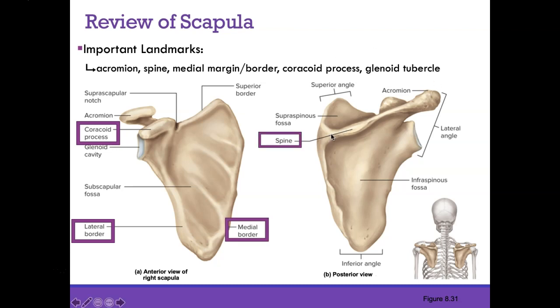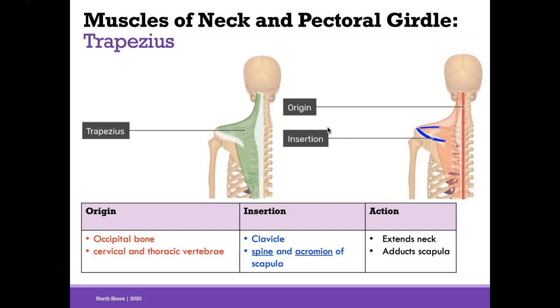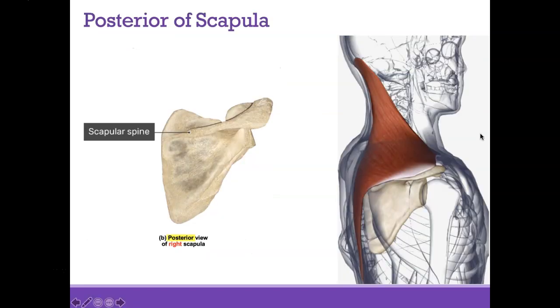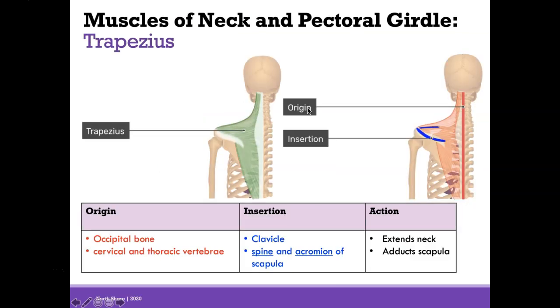And then we have what's called the spine. The spine, that's in the posterior part of the scapula. And then again, here's that scapular spine that I'll talk about in just a bit. So now let's talk about the next muscle, the trapezius. And we know that among the actions of the trapezius, it helps extend the neck. So after the SCM flexes our neck downward, the trapezius can help extend it back up. And it also helps adduct the scapula.